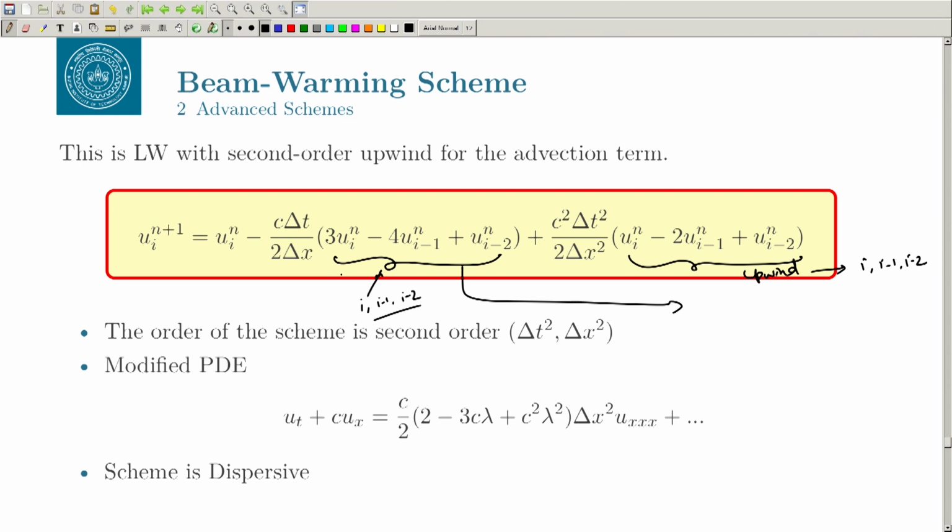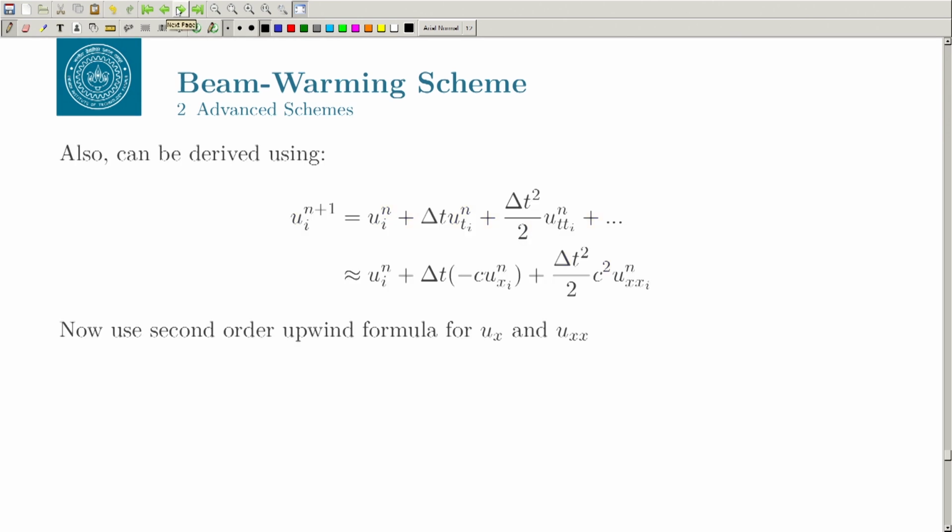In fact, there is a variant of the Beam-Warming scheme where you can use just i and i minus 1. So, for both the convection and the artificial diffusion that we are adding, the numerical diffusion, we are using the upwind scheme, and you can verify that the order of the scheme is delta t square, delta x square, and the leading error is the dispersion error. That you can also verify, just do the MPD analysis, modified PDE analysis.